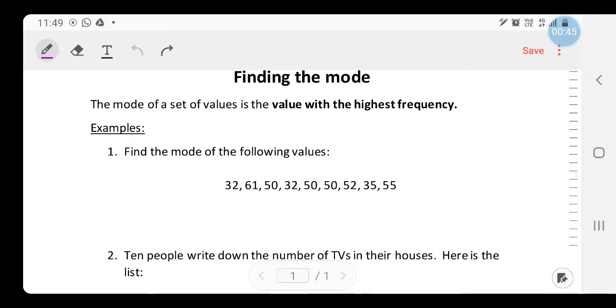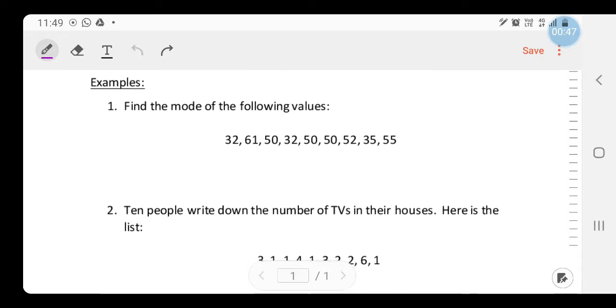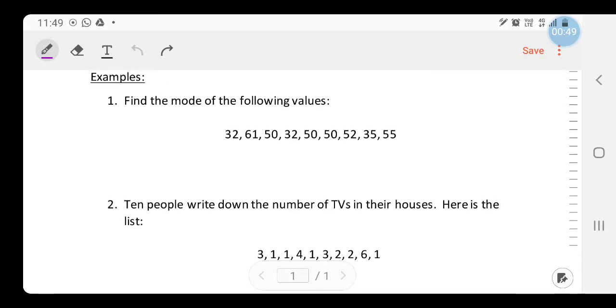This is very straightforward. It won't take but a few minutes. Example number 1. Find the mode of the following values. All right, so let's look at the values. And it's quite easy to make mistakes and to miss values. So you need to look over the values very carefully in order to identify which value has the highest frequency, which value appears most often. So let's have a look.